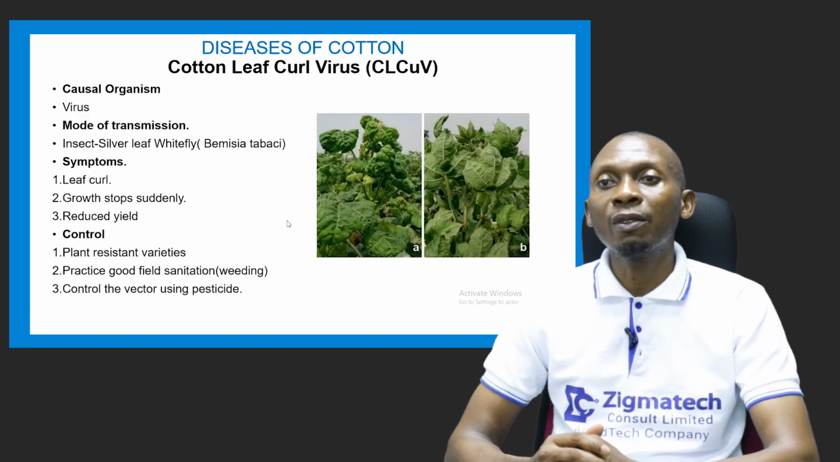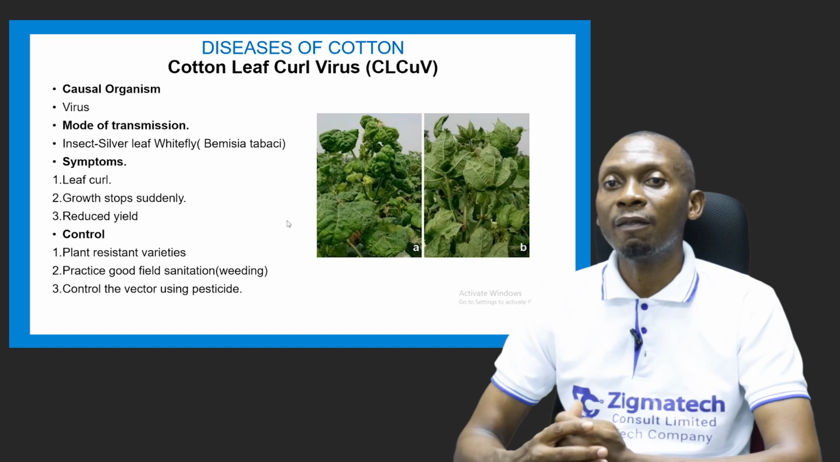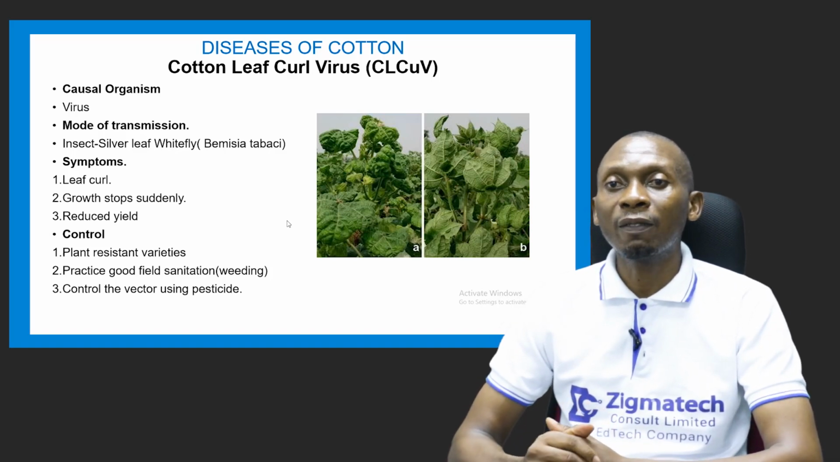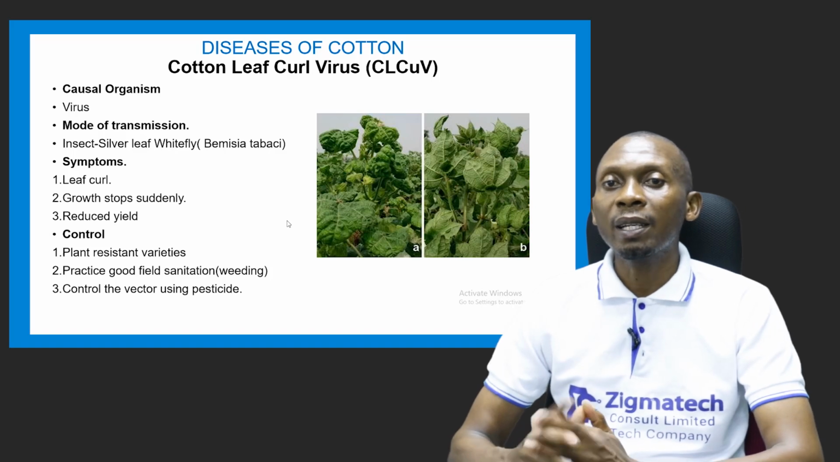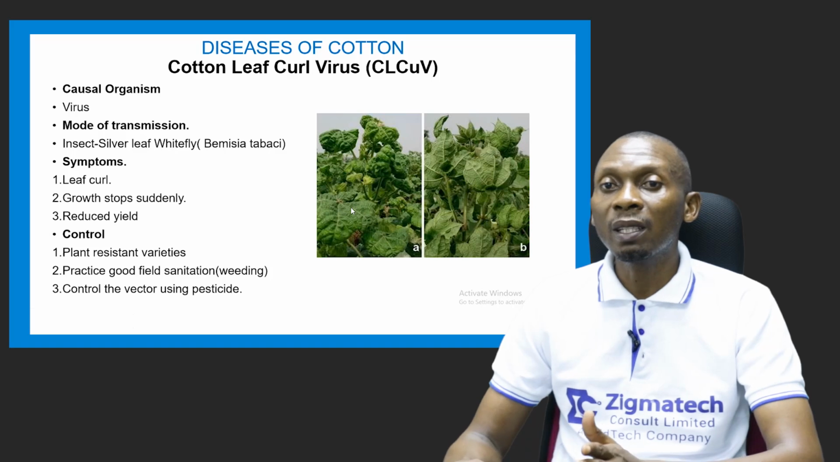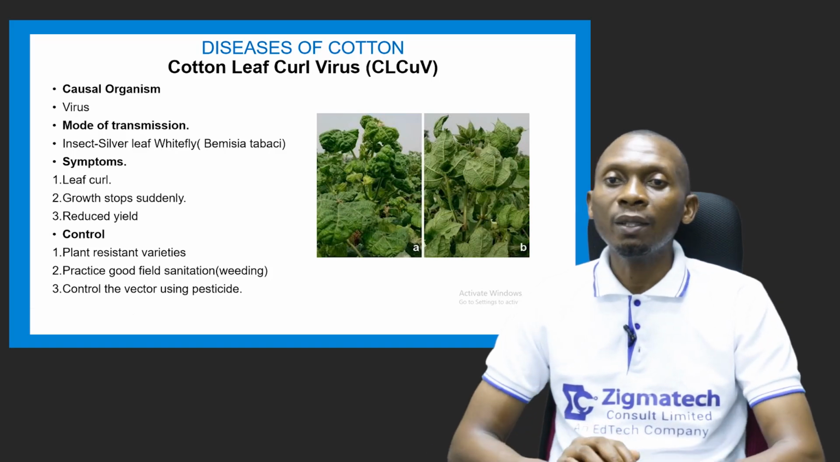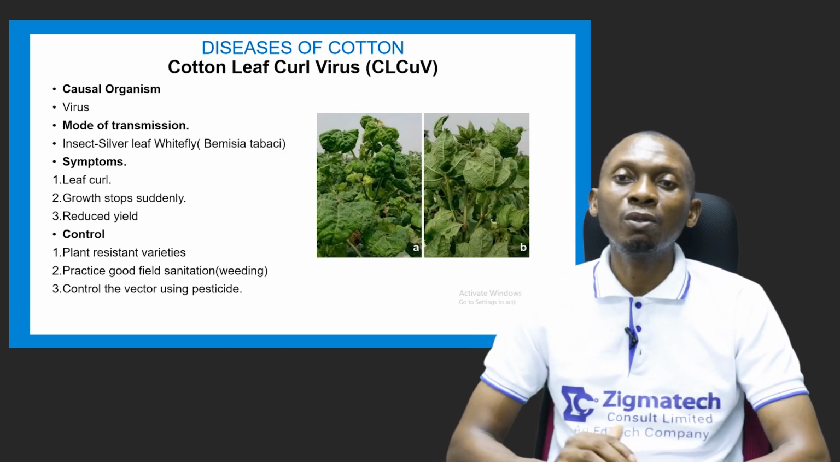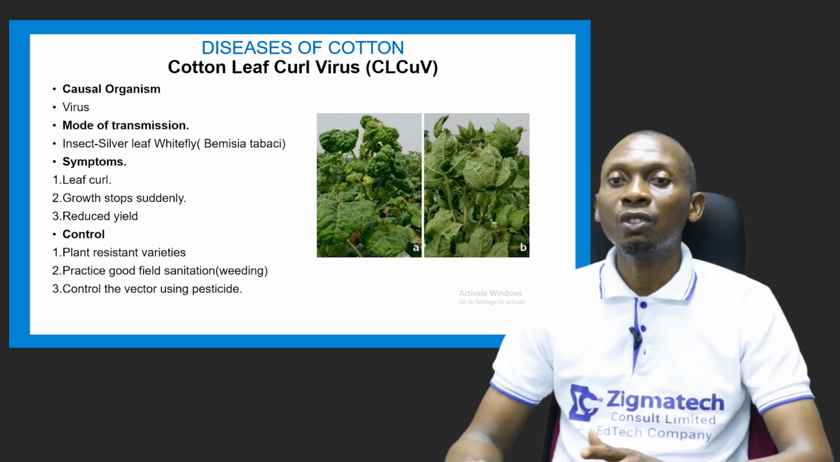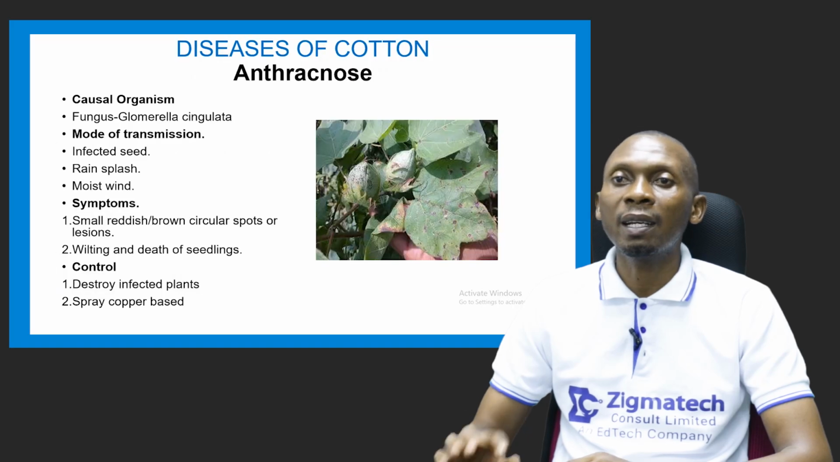Cotton leaf curl virus, CLCuV, is caused by a virus and of course transmitted by insects, the silver leaf whitefly Bemisia tabaci. You can look at it, you can see the leaves are curling. The growth will stop suddenly. There will also be reduced yield. And how is this controlled? You plant resistant varieties, you practice good field sanitation such as weeding, and ensure that the vector is controlled using pesticides.